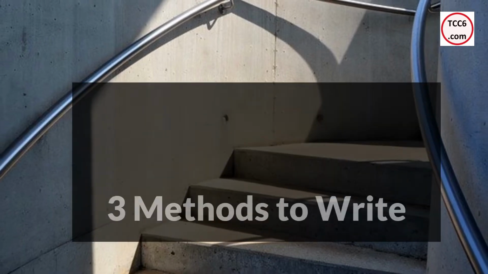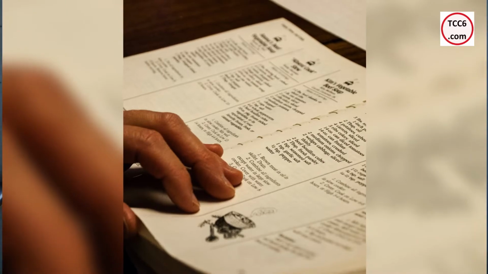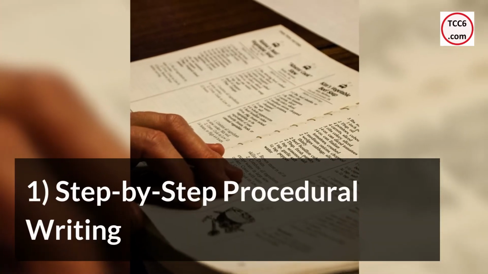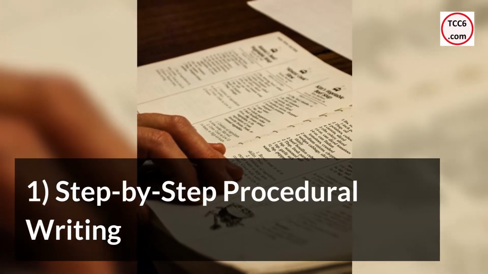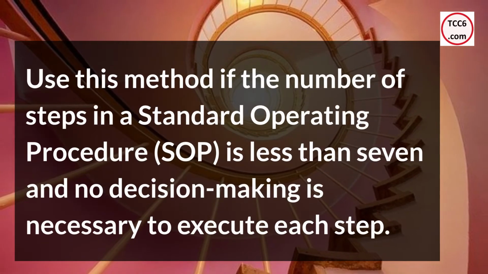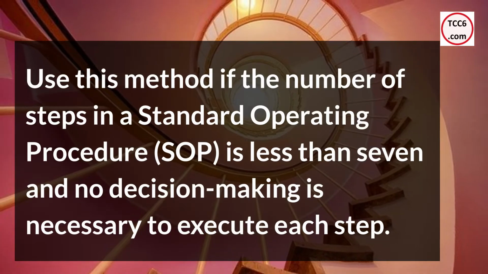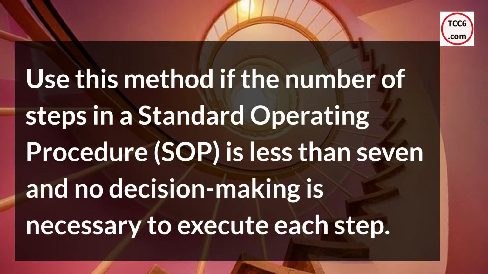3 methods to write Standard Operating Procedures, SOP. 1. Step-by-step procedural writing. Use this method if the number of steps in a Standard Operating Procedure, SOP, is less than 7 and no decision-making is necessary to execute each step.